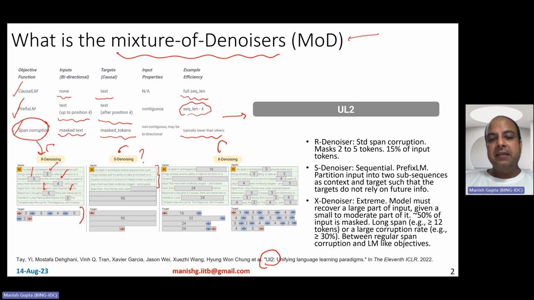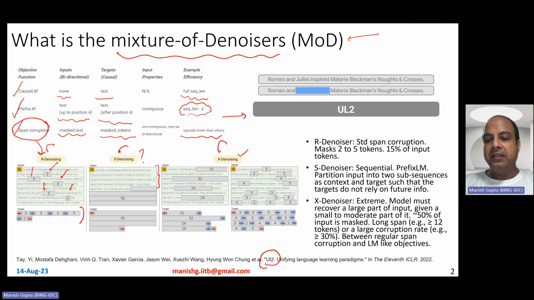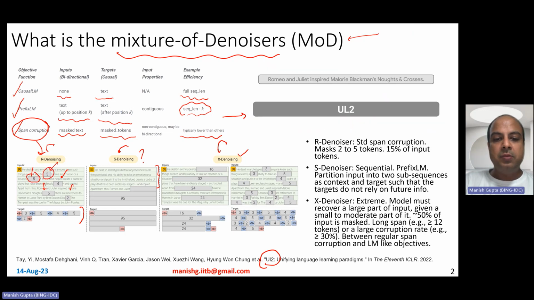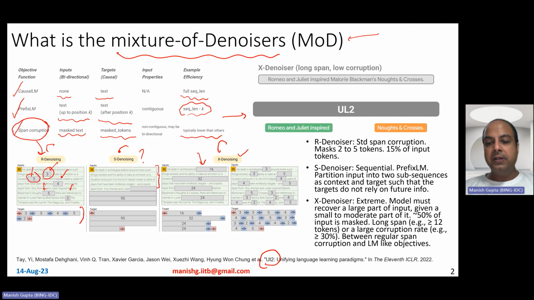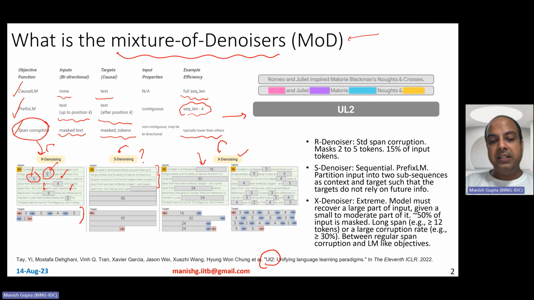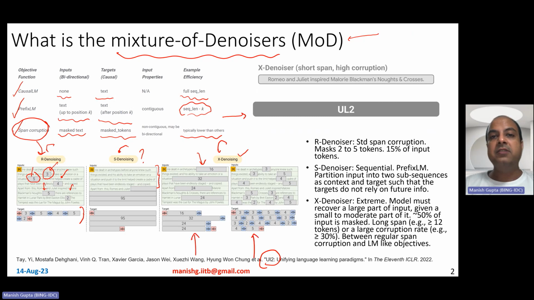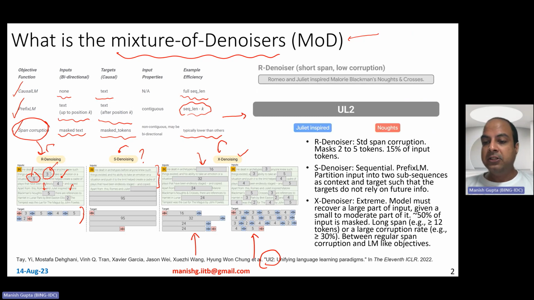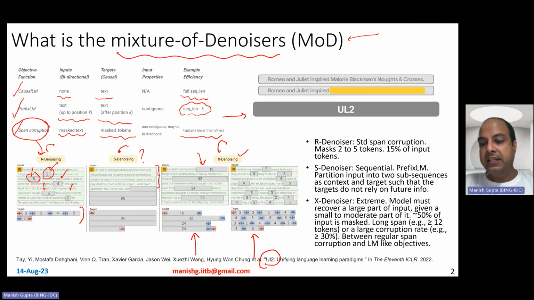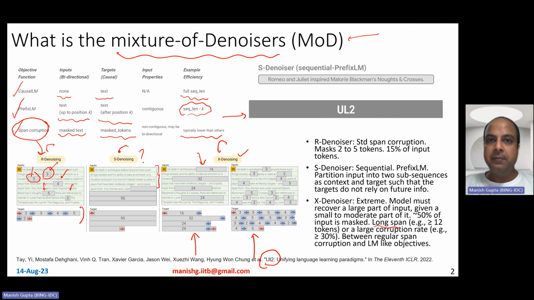The third one is extreme denoising or X denoising. So here the model must recover a large part of the input given a small to moderate part of it. So as you notice in R denoising, the spans that are masked are very small, but in X denoising, the spans are very large in general, right? So now, in fact, this can be done in two ways. Either the spans are very large or there are too many such spans which are masked out, which basically means that about 50% of the input is masked, right? So long spans or large corruption rate is what is common in X denoising or extreme denoising.